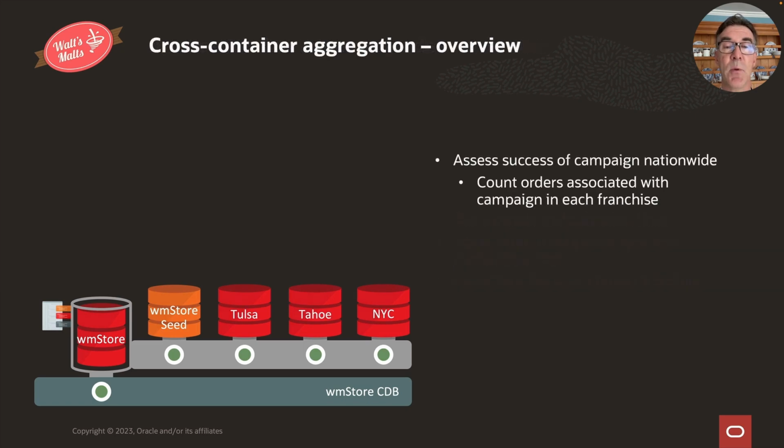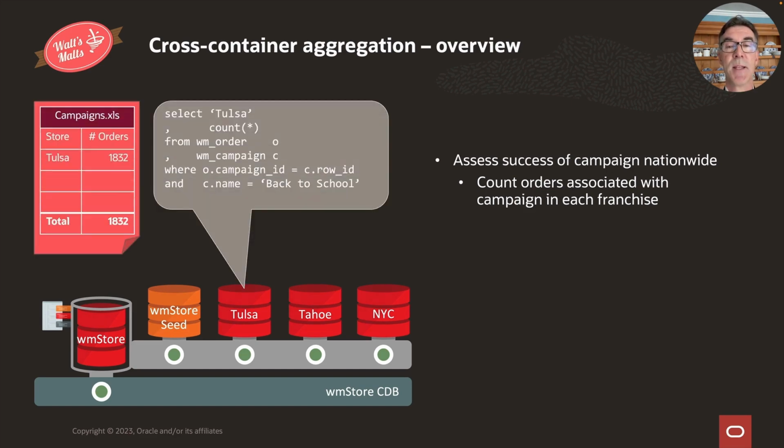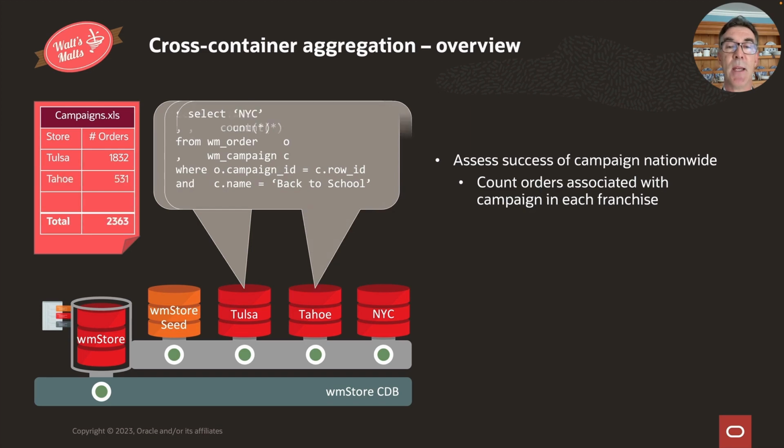Another very important capability in a SaaS environment is to be able to measure the overall performance of the business in terms of a few global metrics. A typical case with Malts is to assess the success of a campaign. This could be done by counting the number of orders associated with that campaign. To do this, you could run a SQL statement, like this one, to count the number of orders taken for that campaign. You'd repeat this in every franchise's PDB.